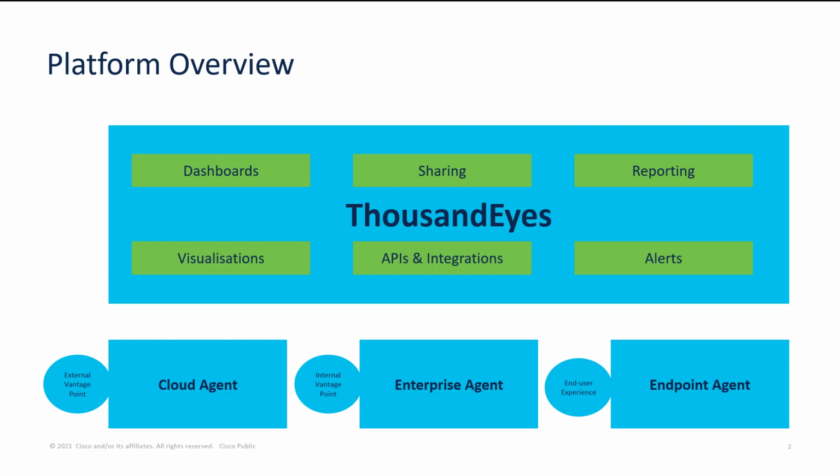Enterprise agents are software components deployed within your organization. These can be installed in places such as your DC, campus networks, branch offices, and even VPCs. And these enterprise agents are considered to be an internal vantage point monitoring strategic points in your organization's network.